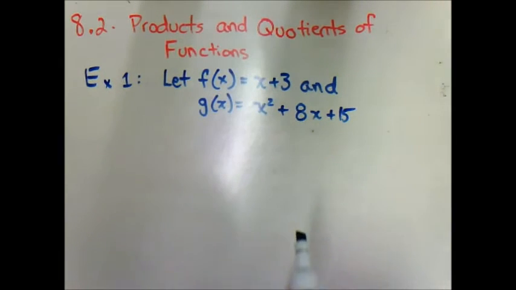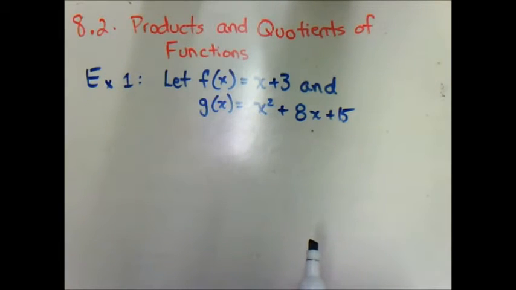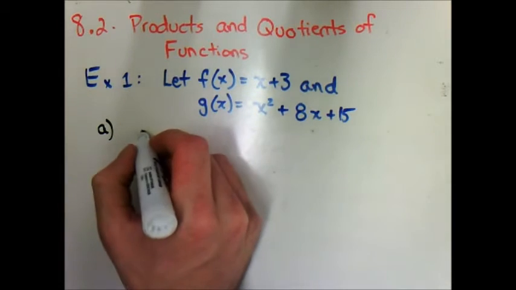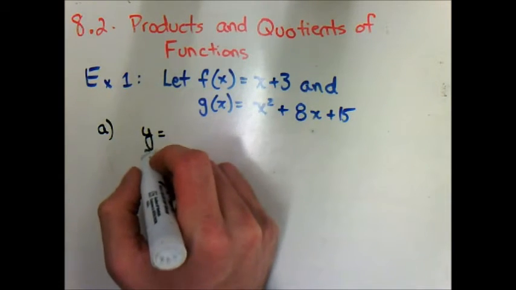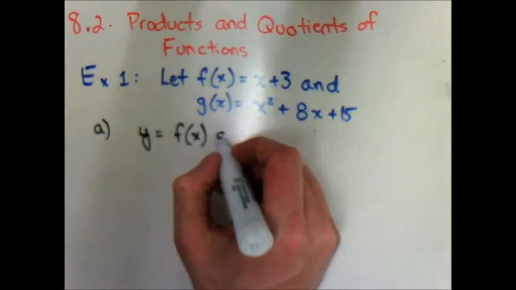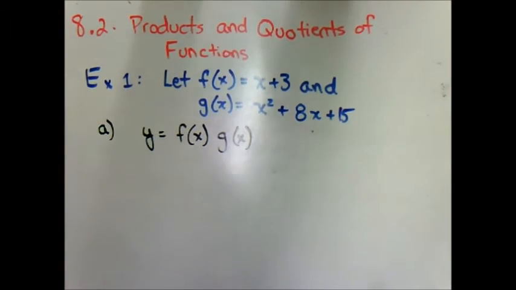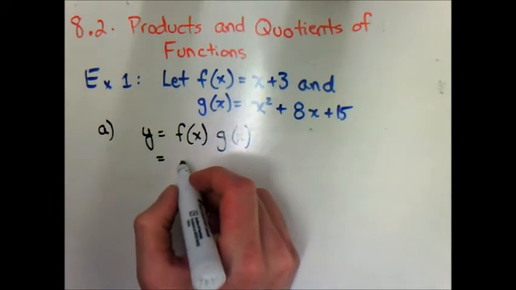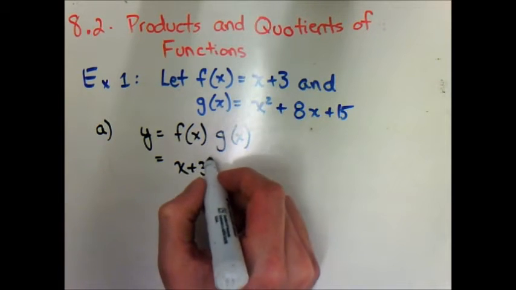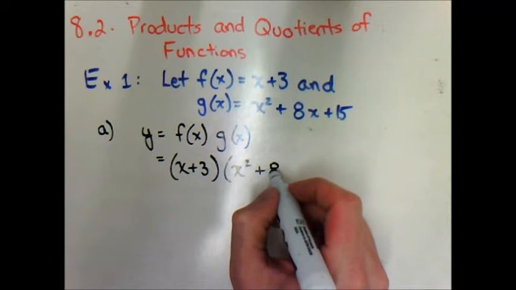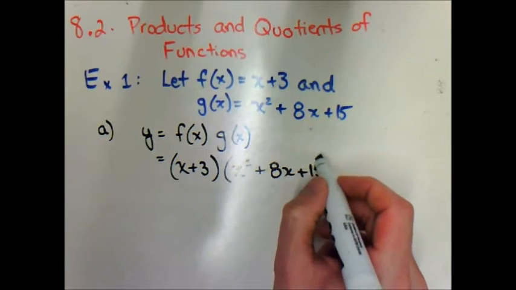These are called component functions, and the y that we are left with is going to be the composite function. So for A, our goal is to find the graph y equals f of x times g of x. So the product of f of x and g of x. And all I really need to do is sub those in. So f of x is x plus 3, g of x is x squared plus 8x plus 15.